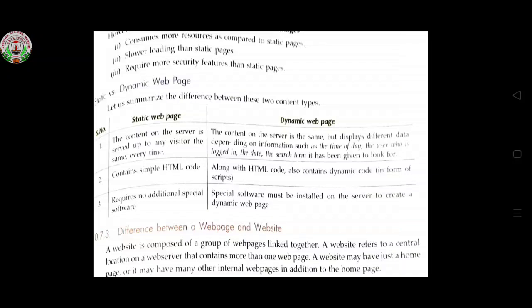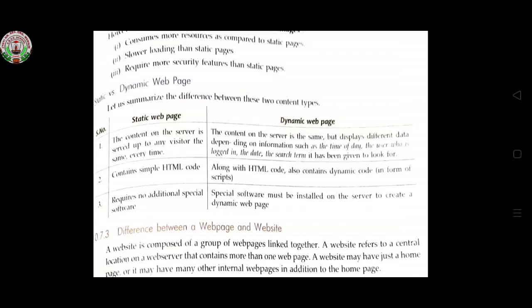Static means constant. Whenever you open it, you will get the same thing. Dynamic means change is there. According to your choice, what you are searching, what you want to see, you will enter and you will get different things. That is a dynamic web page. According to your information or time, you will get the details from your server in a web page.